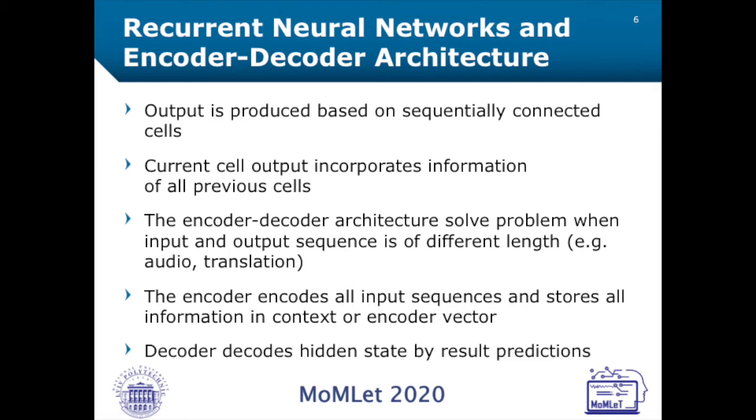The encoder-decoder architecture consists of two RNNs. The encoder encodes the whole input sequence and stores all information in a context, the so-called encoder vector. In the simplest architecture, the last hidden state is used. That is the input to the decoder, which decodes it into result predictions.